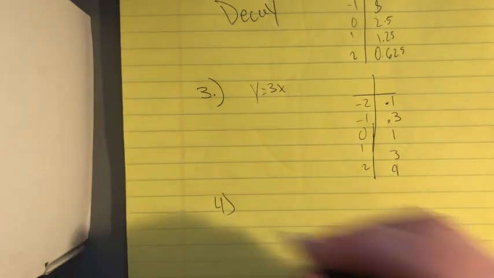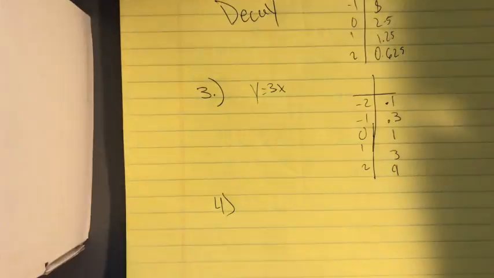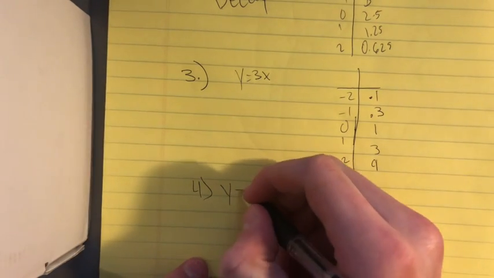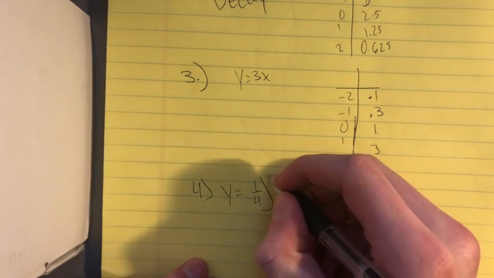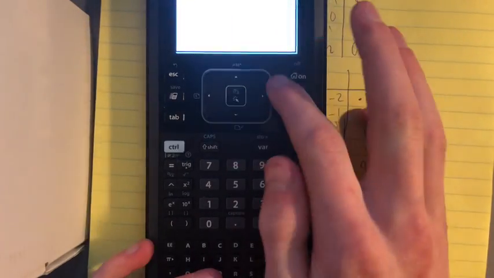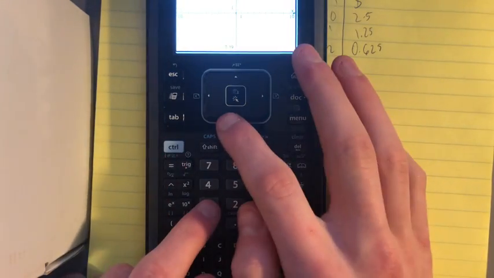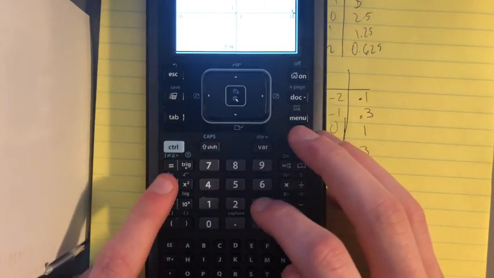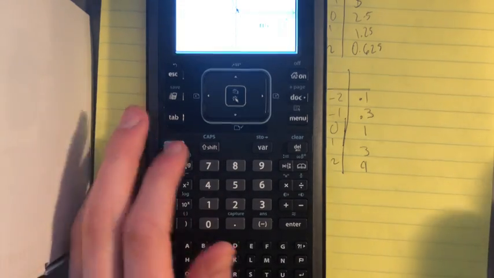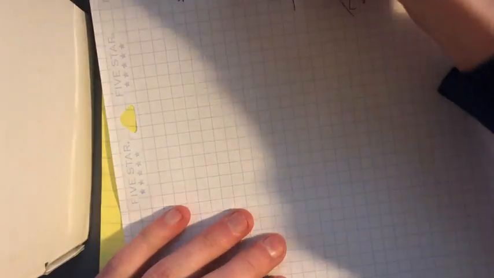Number 4 is saying y equals 1/4 raised to x. So we get our calculator here and graph 1/4 raised to x, and we've got ourselves exponential decay. So we're going to get our graph out here.